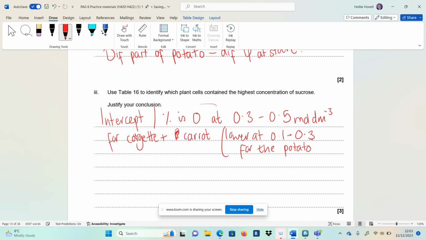Okay, so it asks for the highest concentration of sucrose, and the intercept is higher for courgette and carrot because it was when the concentration is at, should we say, a concentration of 0.3 to 0.5 mole per decimeter cubed for courgette and carrot, but it was lower at 0.1 to 0.3 for the potato. Okay, so that's our first mark.